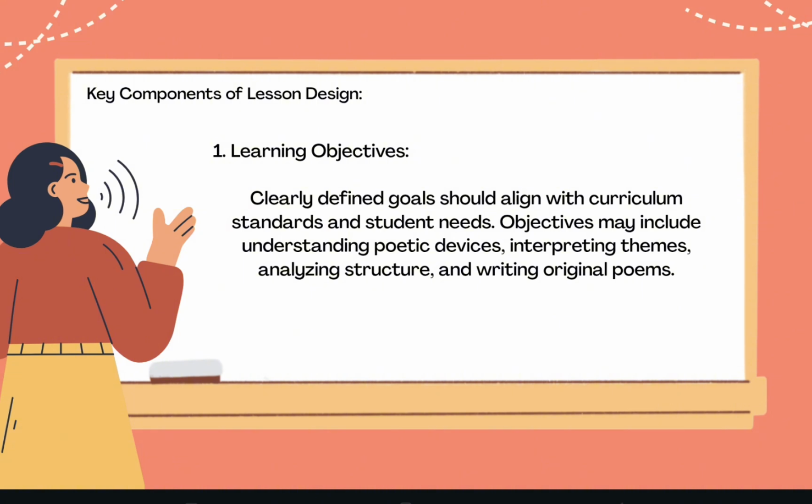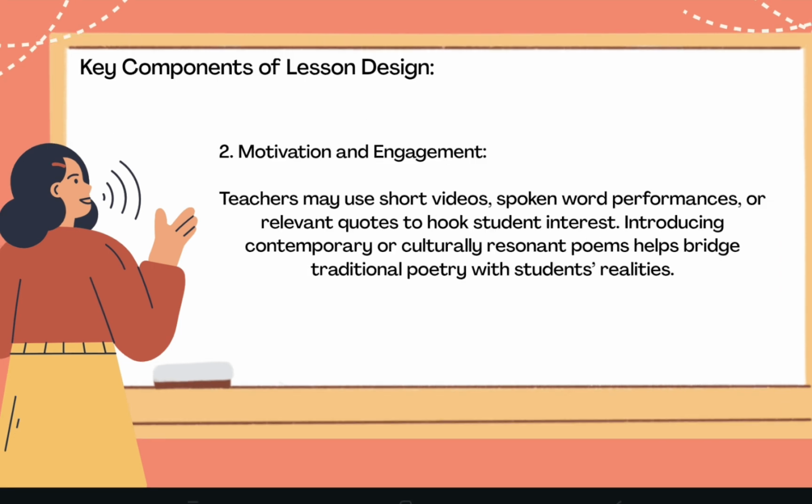Number 1, key components of lesson design. Learning objectives. Clearly defined goals should align with the curriculum standard and student needs. Objectives may include understanding poetic devices, interpreting themes, analyzing structure, and writing original poems.